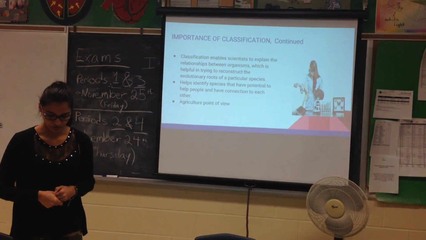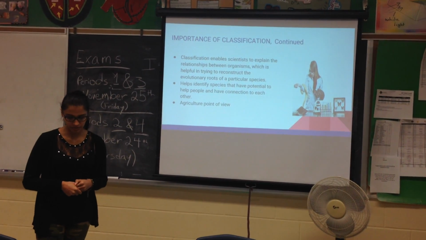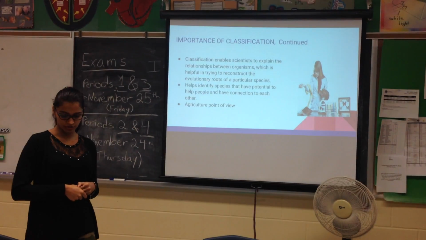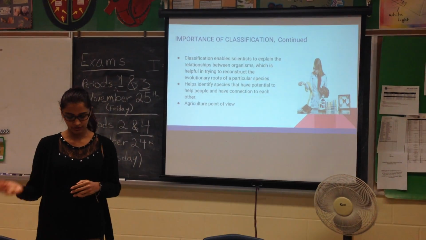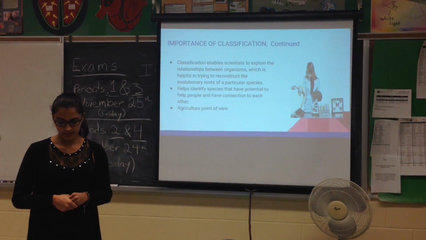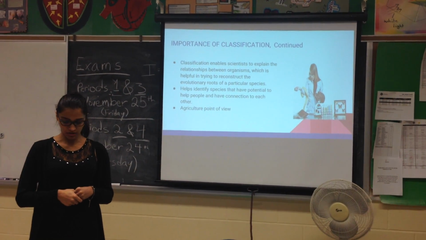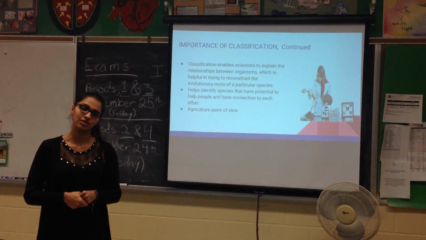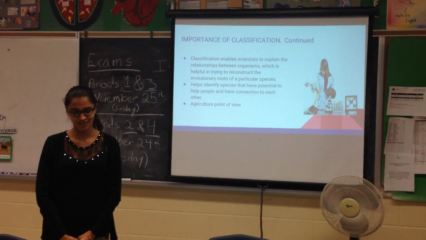From an agriculture point of view, classification helps in crossbreeding of plants. It enables biologists to control diseases, etc. To do so, specific information about the species is required, which can be obtained from taxonomical charts. That will be the end of our presentation. Thank you for watching.